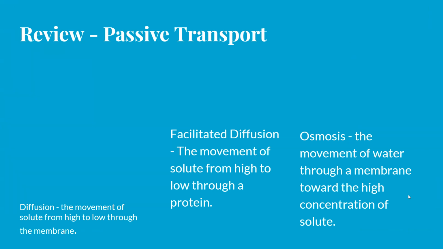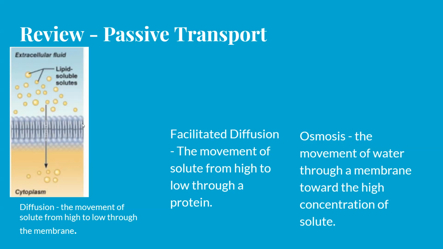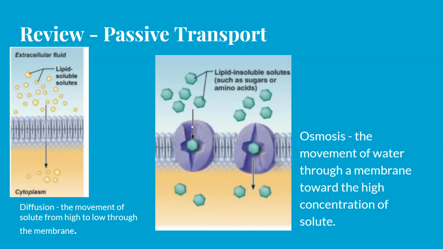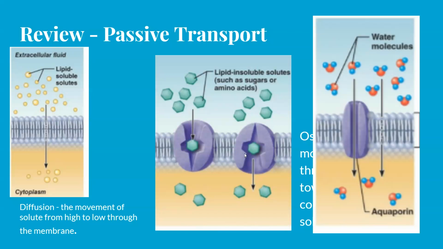All right, so the review of passive transport, three types. Diffusion, the particles go high to low. Facilitated diffusion, the particles of solute go high to low, but we're just using a protein. So those are larger charged particles. And lastly, osmosis, water is going to move through a membrane from high to low. It goes in the opposite direction of the solute. So osmosis, water moves in the opposite direction of the solute.